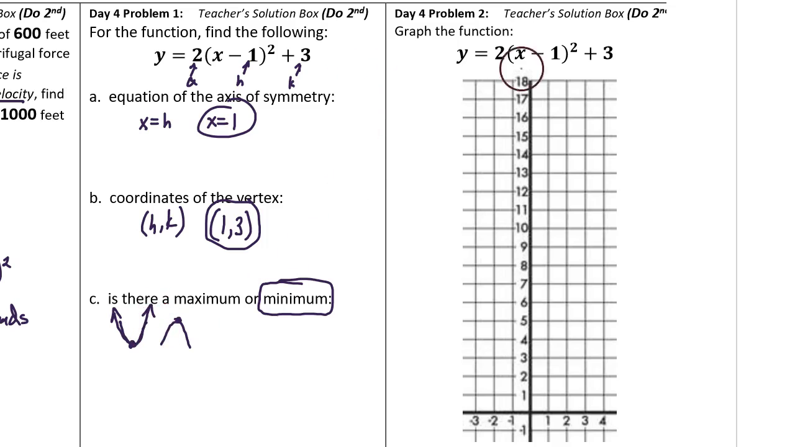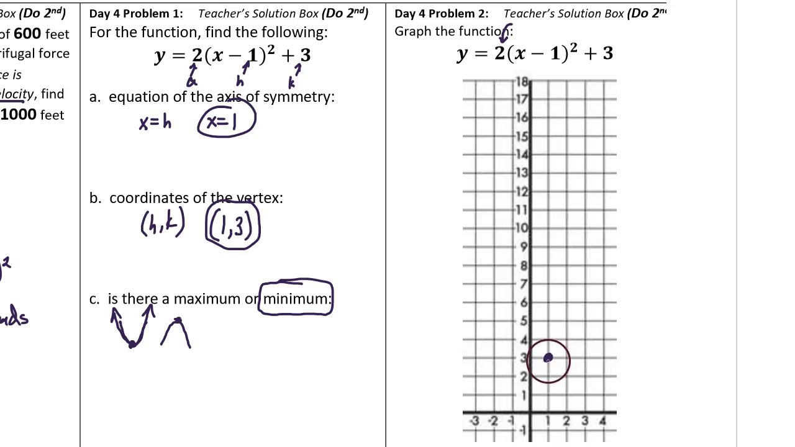Day 4, problem 2, graph this parabola. Notice the equation is identical to the one we just did. So let's save time and use those values of h and k that we already figured out. The vertex is at 1 comma 3. That's right here. The value of a is 2.